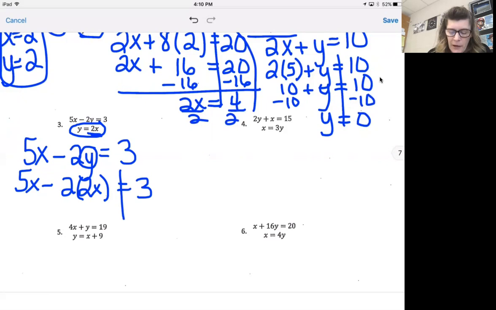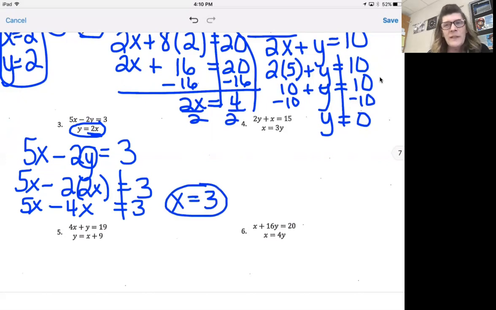So I have 5x minus 2 times 2 is 4, so minus 4x equals 3. 5x minus 4x is 1x, so x equals 3. Now this is my first part of the answer. I'm not done yet. I still have to find y.